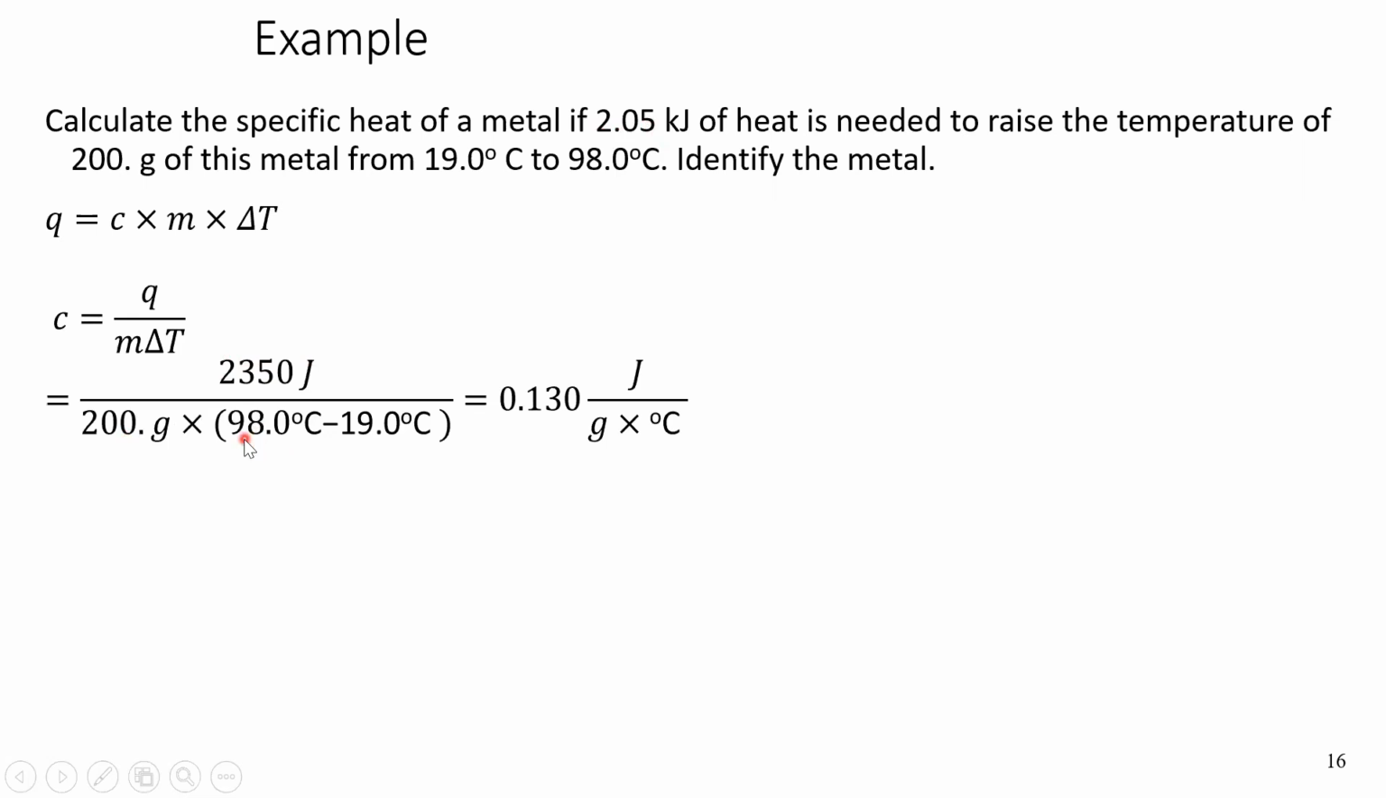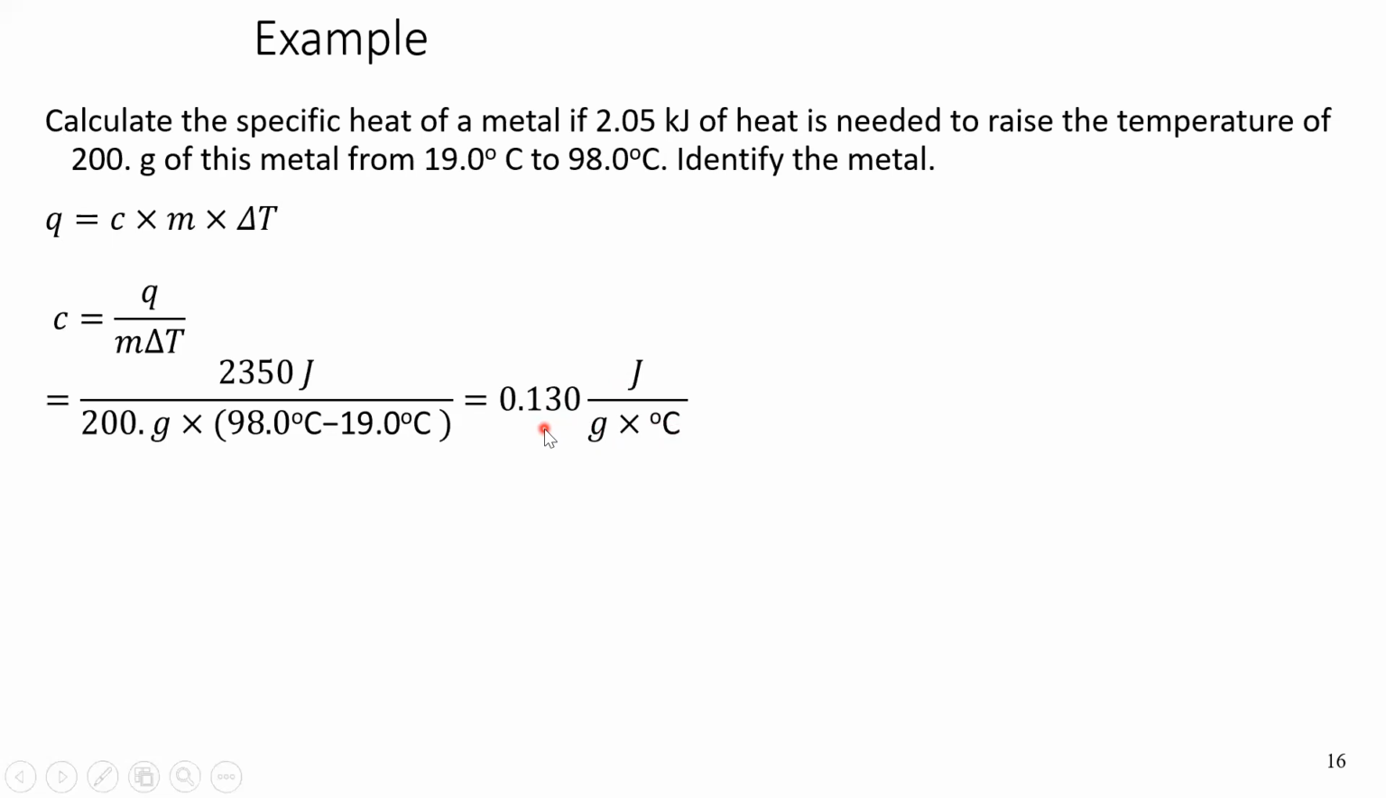We're going to have 3 significant digits in our mass and 3 significant digits in our temperature change. We have 3 significant digits in our specific heat. And our units, nothing cancels out, joules per gram degree Celsius, which means for this metal, 0.130 joules of energy needs to be absorbed for every gram that's raised a degree Celsius.